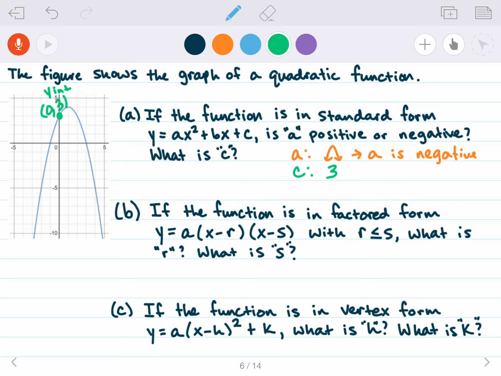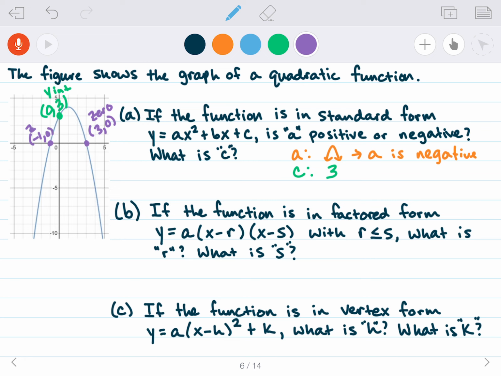We got that. So if the function is in factored form, y equals a times (x minus r) times (x minus s) with r less than or equal to s, what is r and what is s? So r and s are the zeros. That's where it crosses the x-axis. So we can see that it crosses right here, and it also crosses right here. And this guy to the right is going to have an x value of 1, 2, 3, a y value of 0, right? So this is a 0, or an x-intercept. And the other one is going to be negative 1, 0.